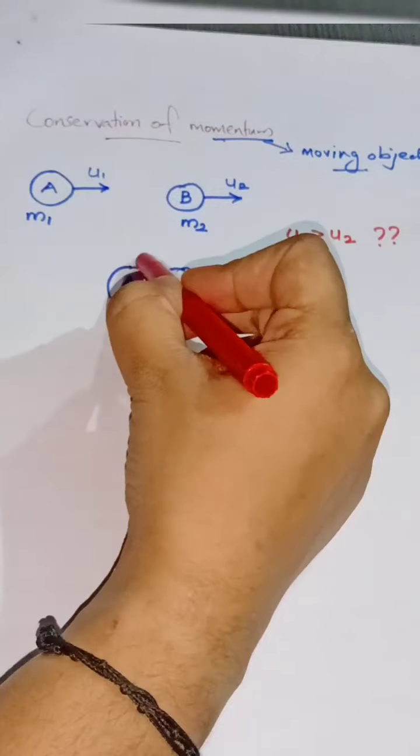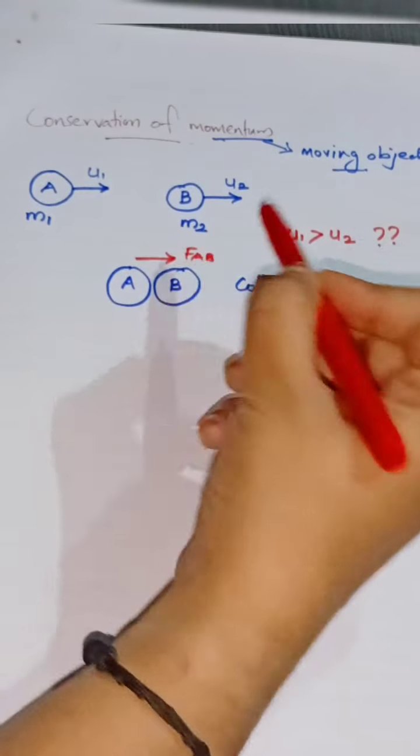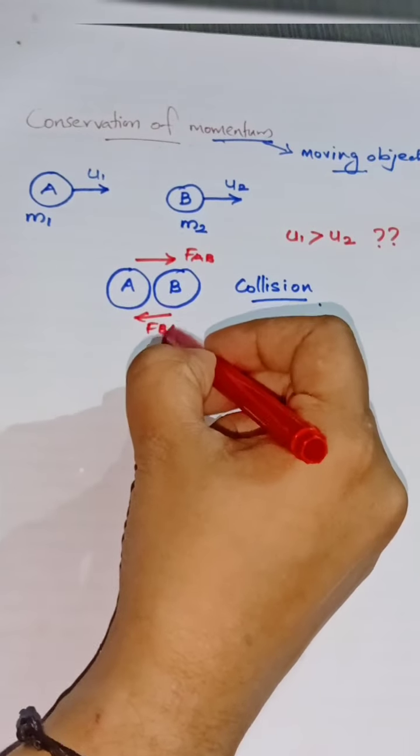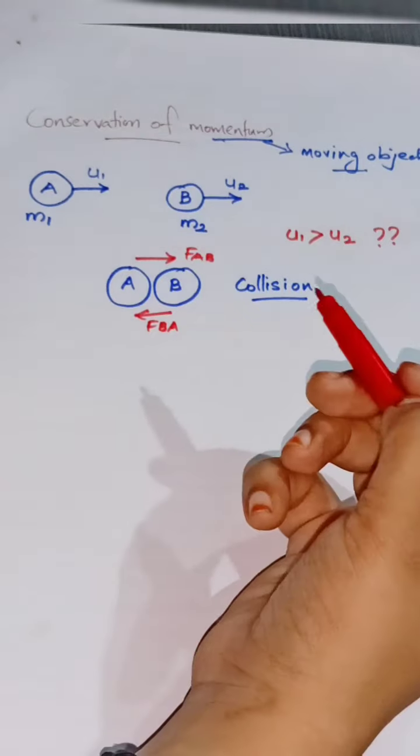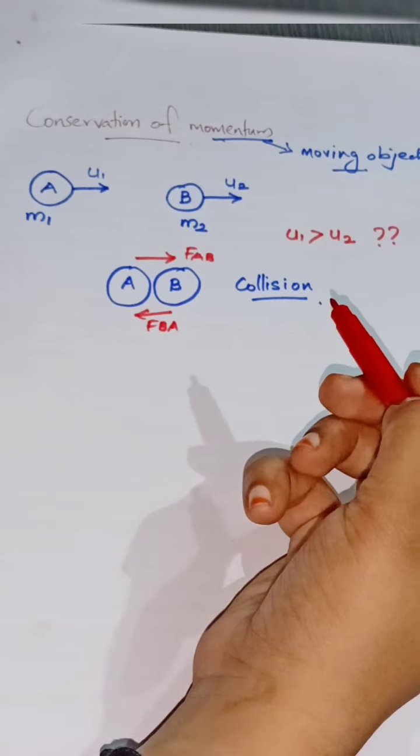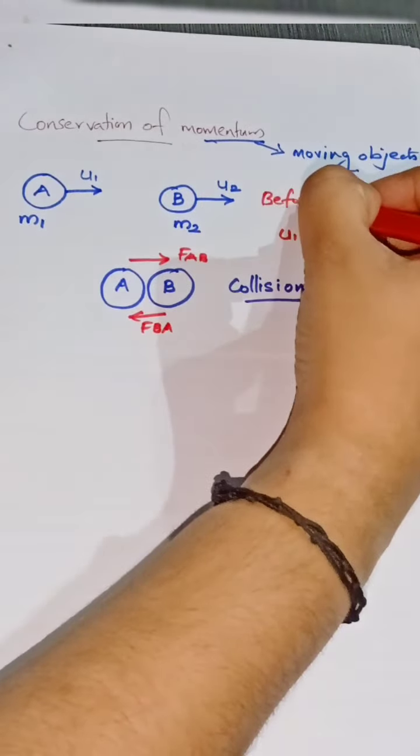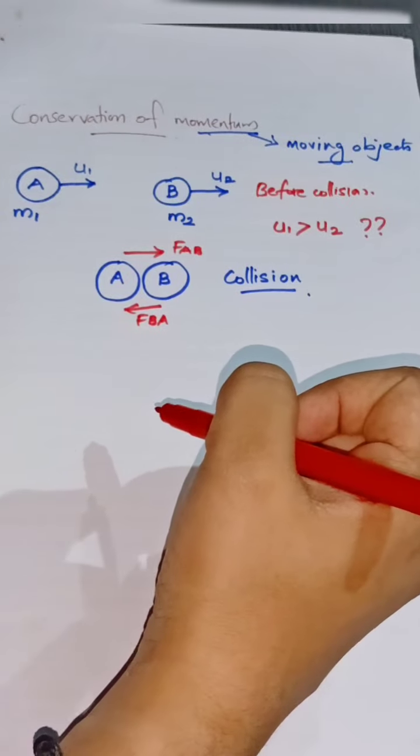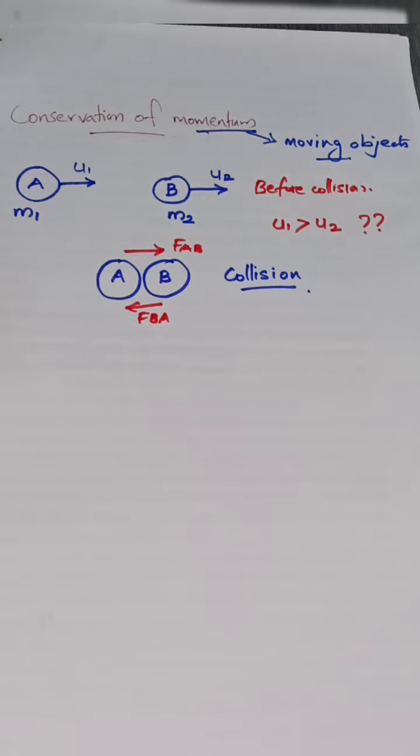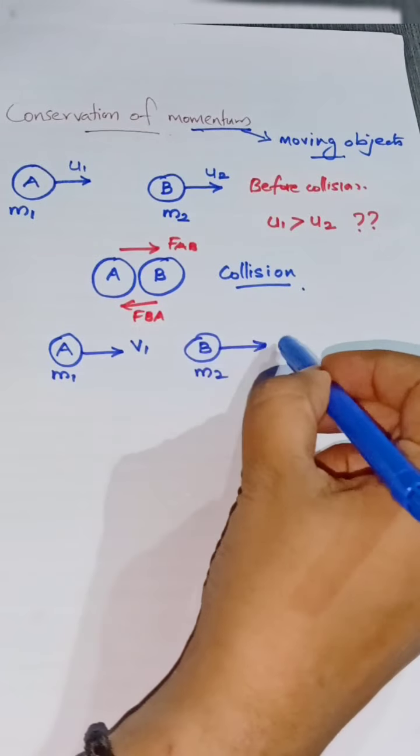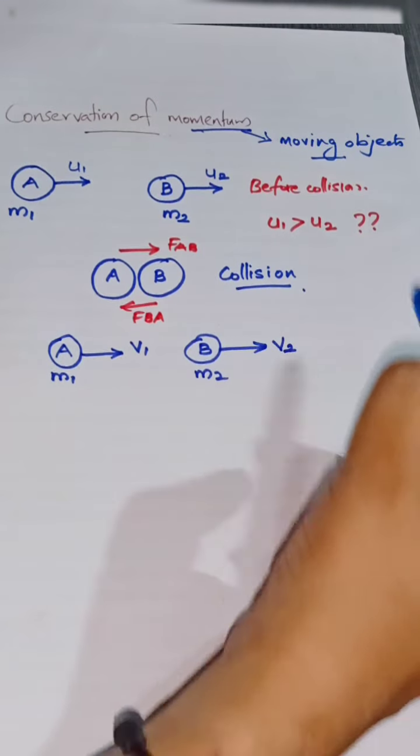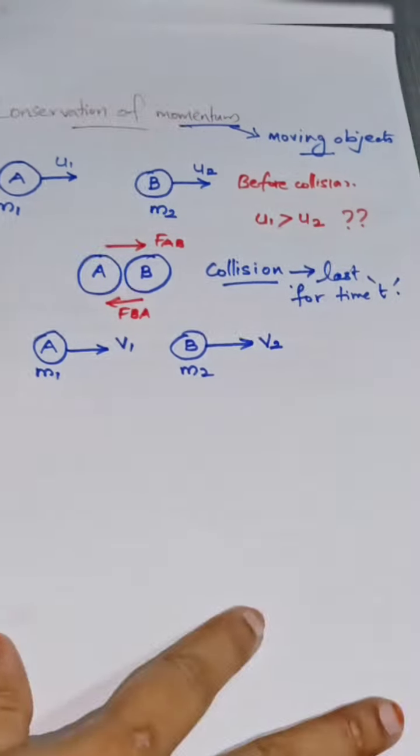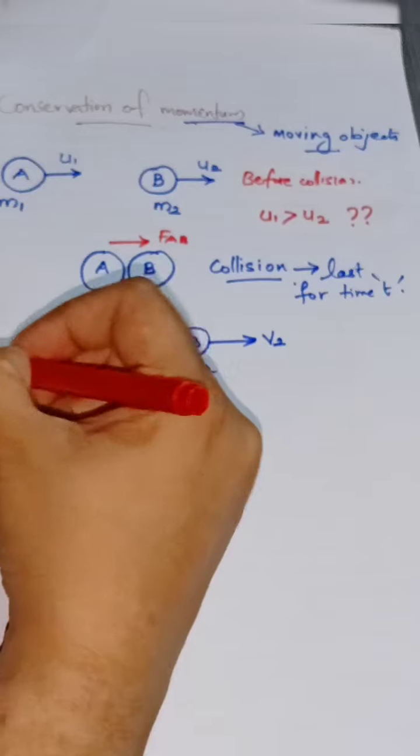So the collision will last for time t, and during the collision, ball A is exerting a force FAB on ball B and ball B is exerting a force FBA on ball A. Now after collision, what will happen? The velocities of the balls will change. So the velocity of ball A changes to v1 and velocity of ball B changes to v2. Now let us recall that mass of an object doesn't change, so the mass is still m1 and m2.